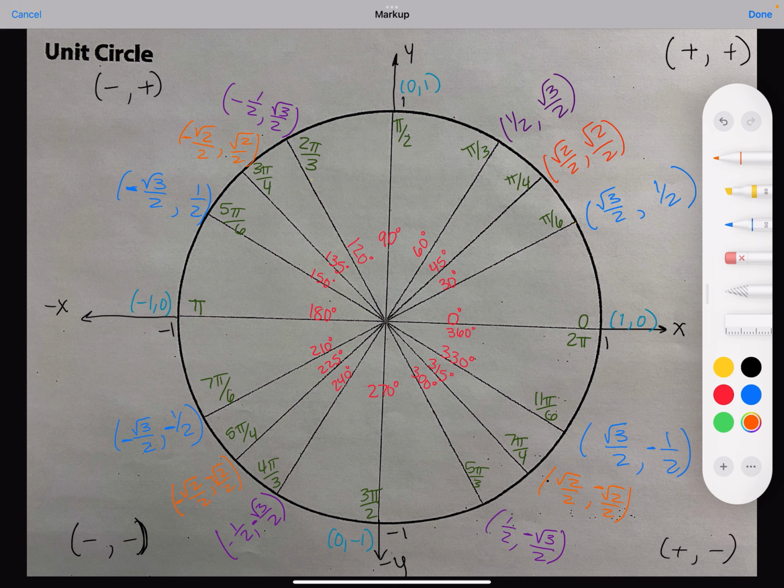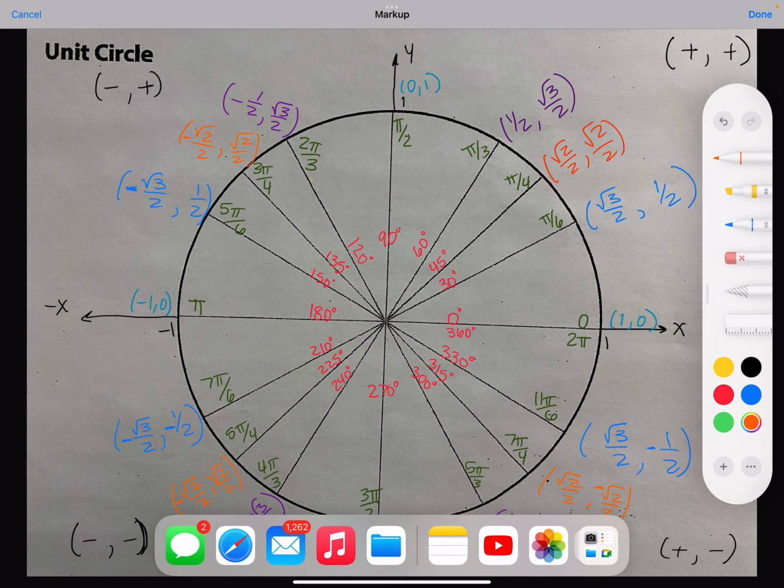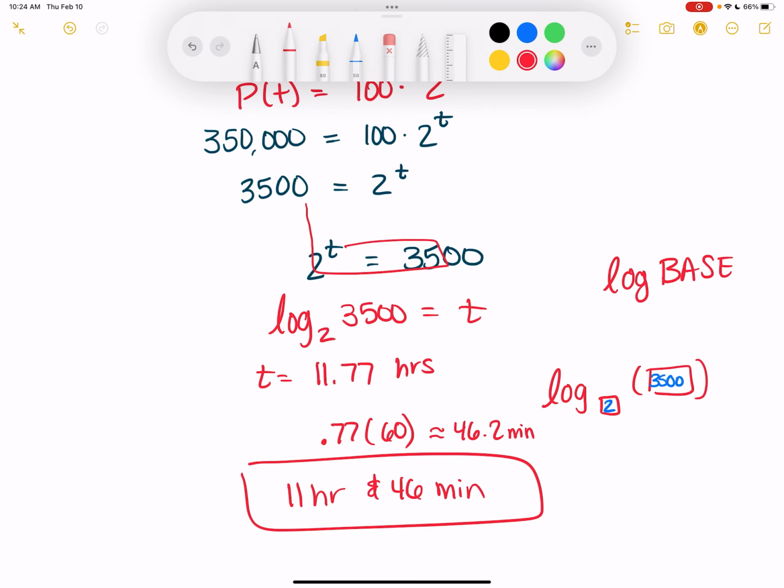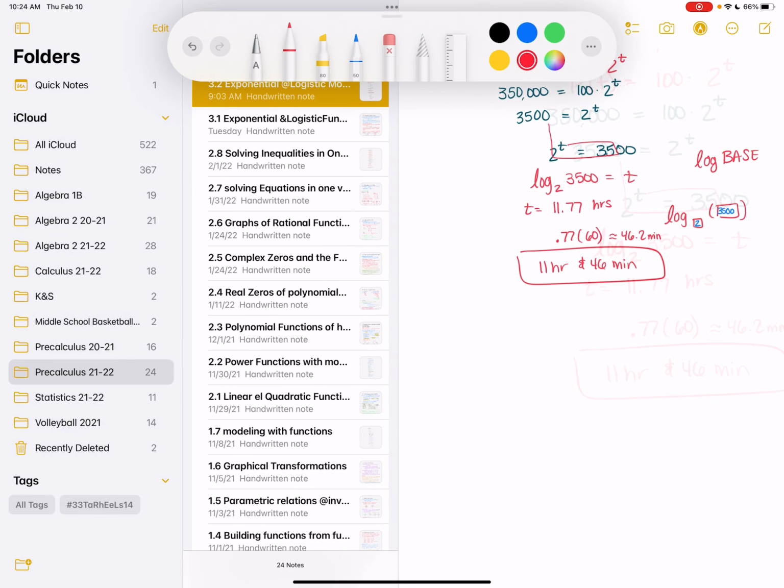Tangent is y over x. So our tangent values are going to be the y value divided by the x value. Okay? So let me see if I can. This is pulling up pre-cal, so just give me a quick second.